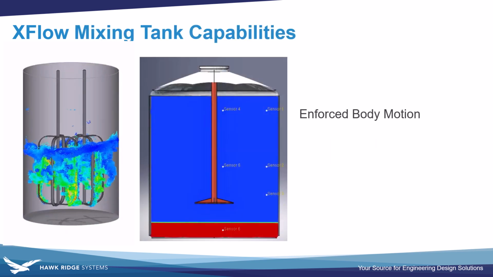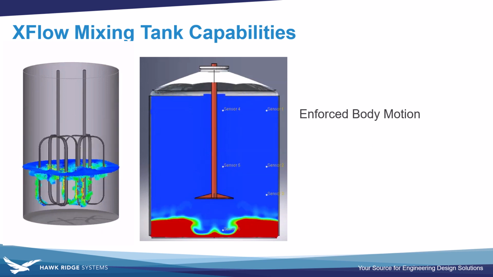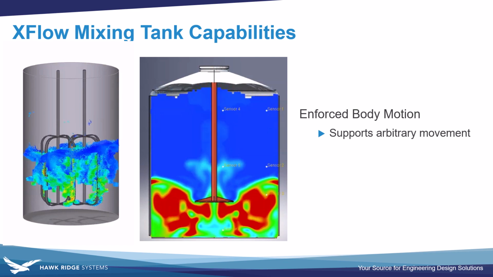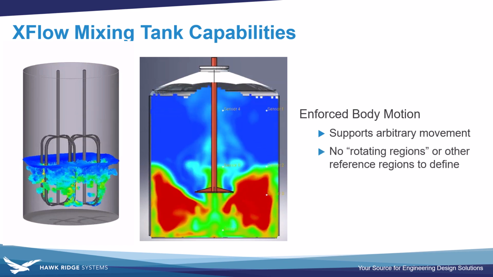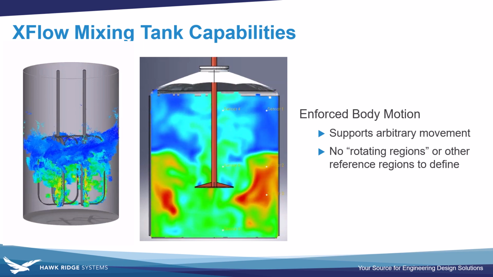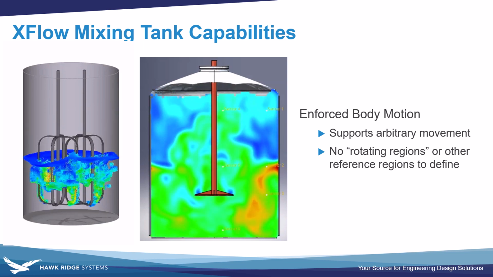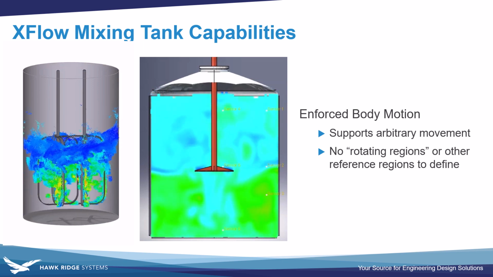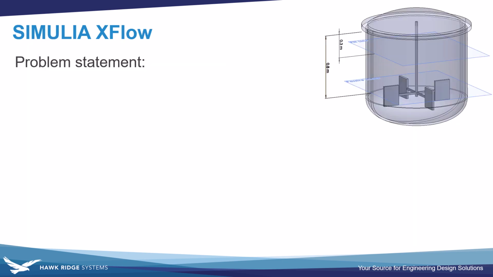One of its biggest strengths is its technology around body motion. It supports arbitrary movement, so we can do things like vertical mixers, and we don't specify any rotating regions or arbitrary reference frames. So for problems like the stirrers you see on the left, where they're overlapping agitators, that's supported as well.